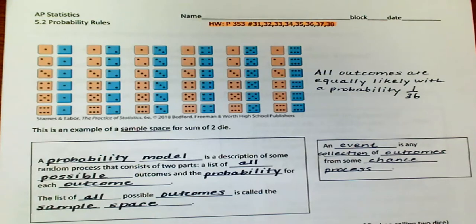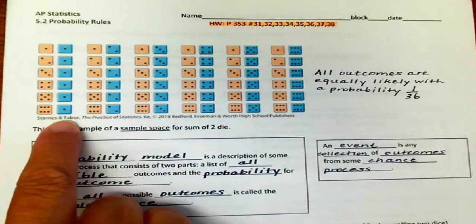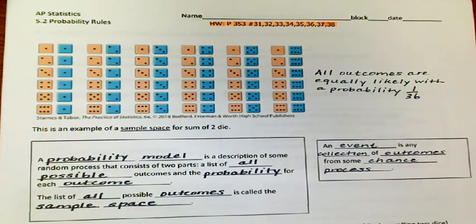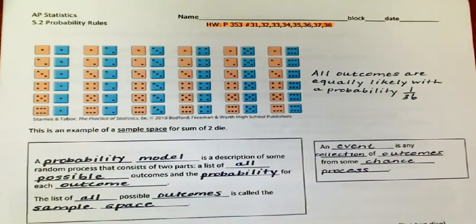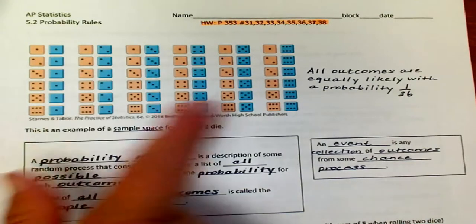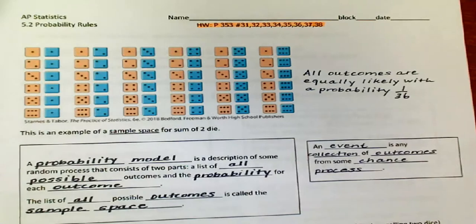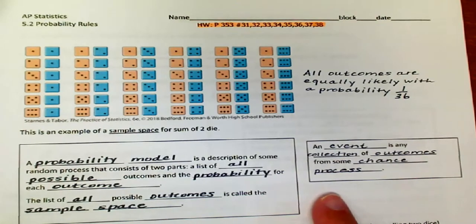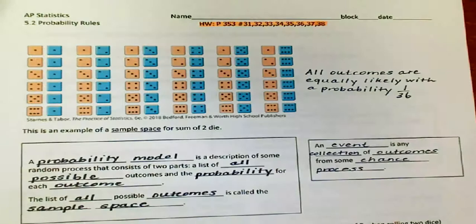So make sure you realize that rolling a 6 then a 1 is different than rolling a 1 then a 6. Okay? So there are 36 total possible outcomes, and the probability of rolling any of these particular events, like getting a 1 and a 1, would be 1 out of 36. So the other definition we're going to discuss is what is an event. An event is any collection of outcomes from some chance process. So an event would be like, what's the probability of rolling a sum of 2? There's only one way, so it'd be 1 out of 36.